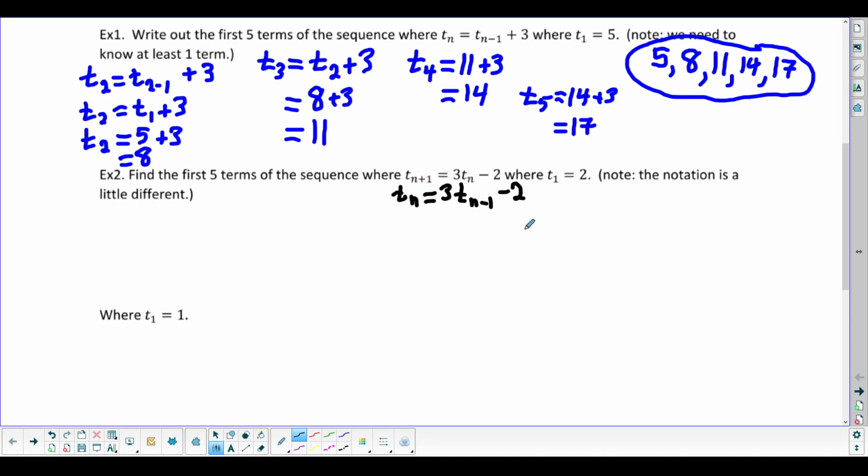But this is almost saying the same thing. It's like the term is equal to 3 times the previous term minus 2. So this is an option to rewrite it. But the important thing is that we can have either notation, and either notation is fine.